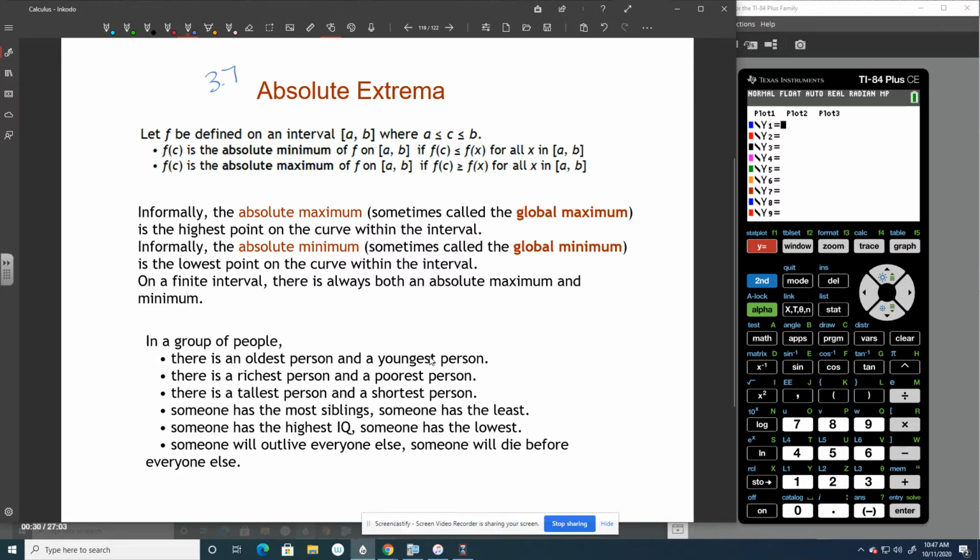Now, keep in mind, there might be two people that are the same age. And that's why up here it says that f of c for the absolute minimum is less than or equal to all the other f of x's, because our absolute extreme can happen in more than one place. So they have that less than and greater than or equal to. That's why it includes that equal to part.